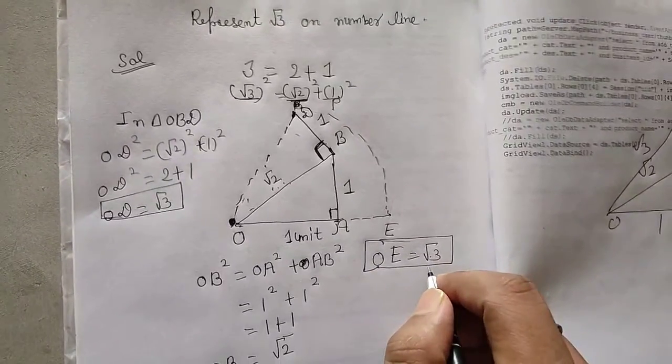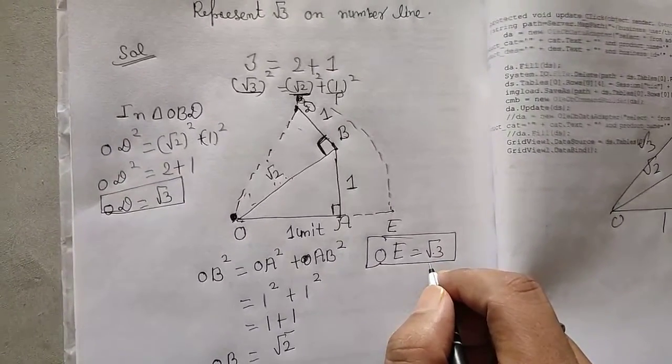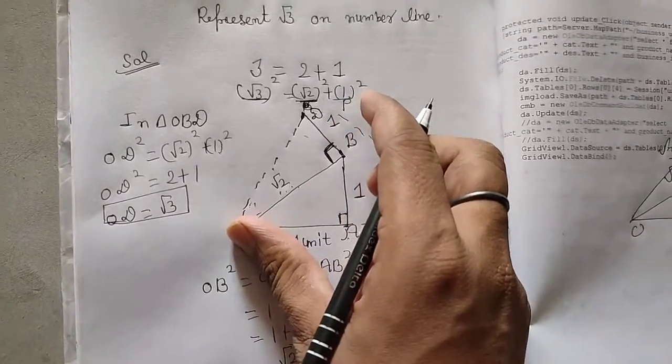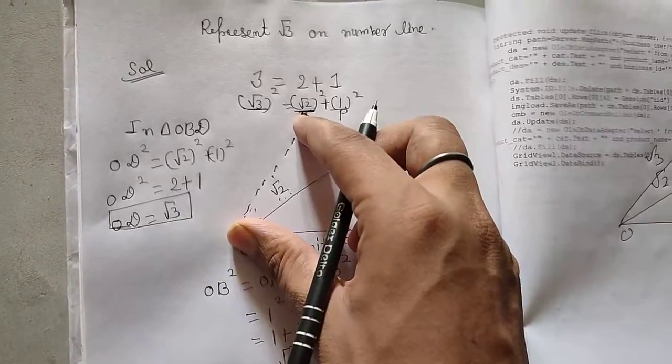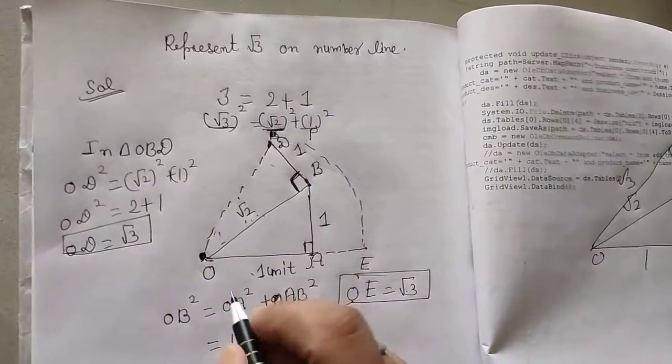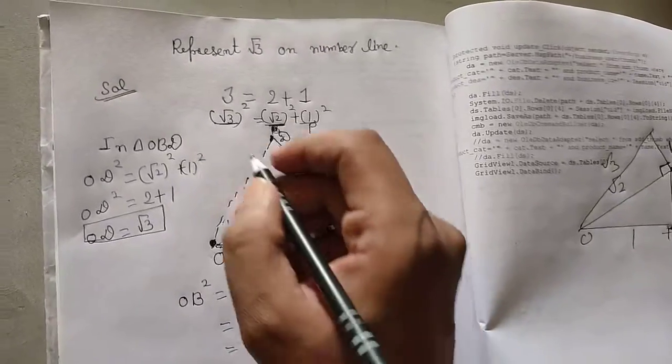Under root 3, and you know that the value of under root 3 is 1.732, so it will be greater than 1. So take O as a center and arc OD, draw an arc in such a way, and then this length O is equal to under root 3.